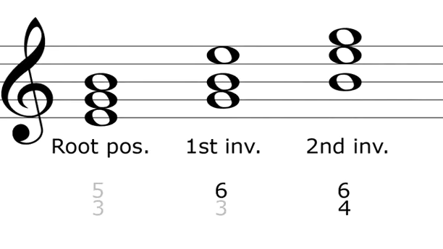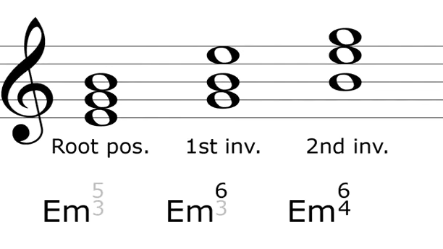In root position, we need only write the root and the quality. The symbol 5-3 is assumed and does not need to be written. In first inversion, we write the root, the quality, and a 6. The 6 tells us that there is a sixth above the bass, and we can assume that there is a third above the bass also, even though we didn't write it. In second inversion, we still write the root and the quality, and then we write our 6-4, as both intervals above the bass are unusual and need specifying.